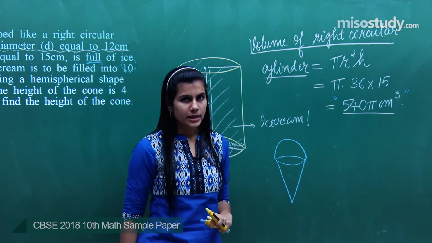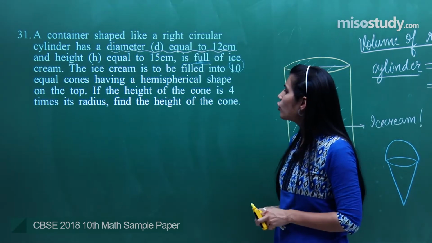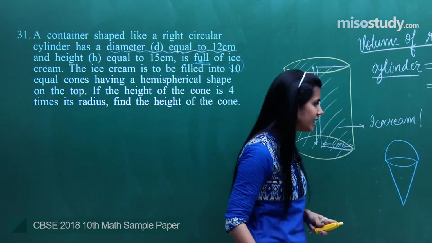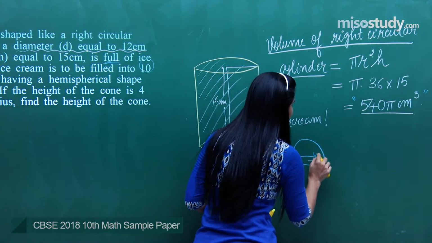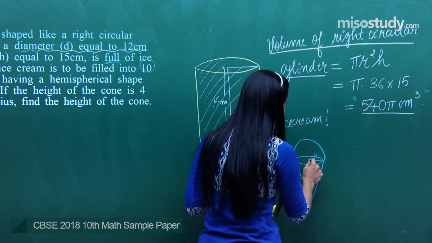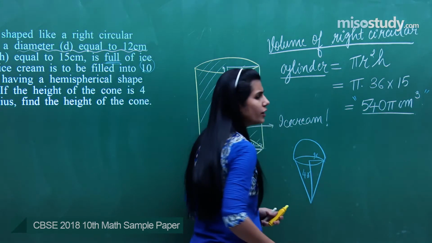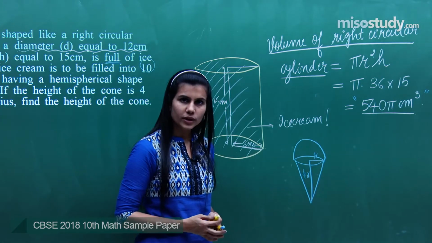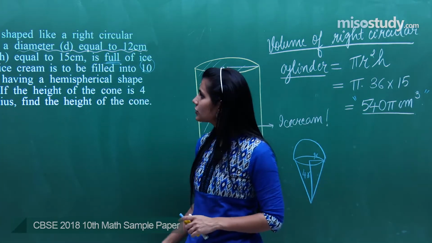That is the concept. Further, the question is saying the height of the cone is 4 times its radius. So suppose the radius is given to be r, and this is the height of the cone, which is 4 times the radius. This is the radius of the base, and this height is 4 times the radius.